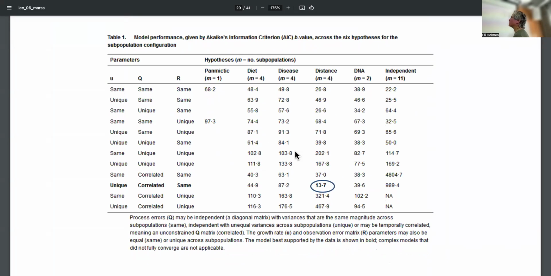So we're testing structures of the U's, the Q's, and the R. This is the sampling errors. This is the population covariance, and this is the trends, if they're the same or different. And these are shortcuts to the different structures that we were testing. These are all diagonal ones, so they are independent, and then this is our correlated ones.